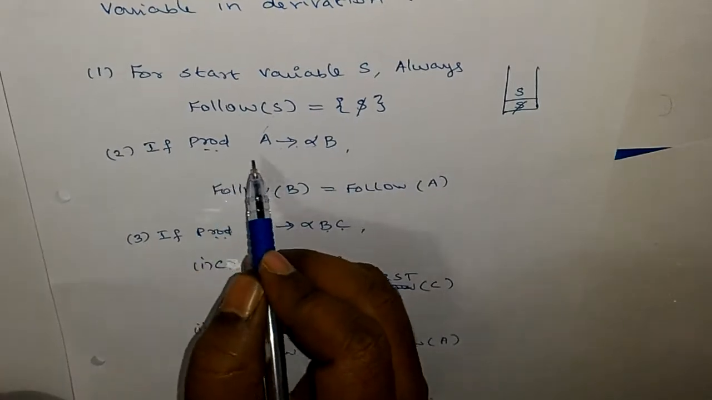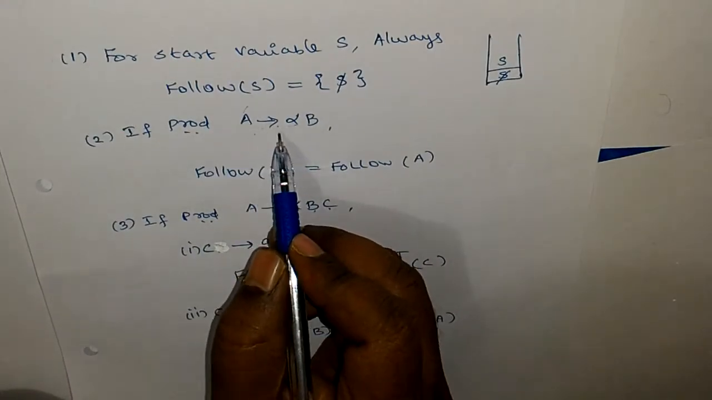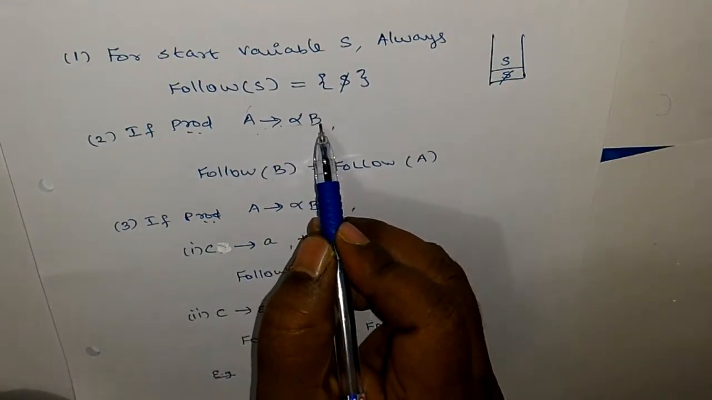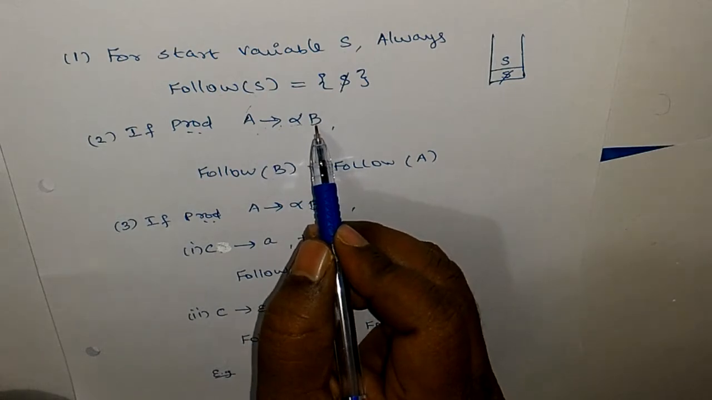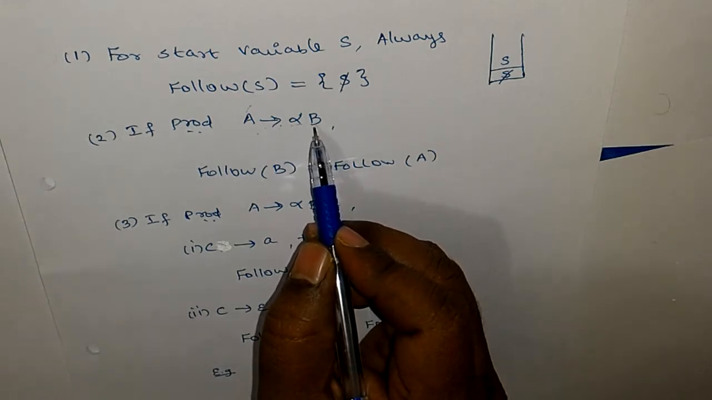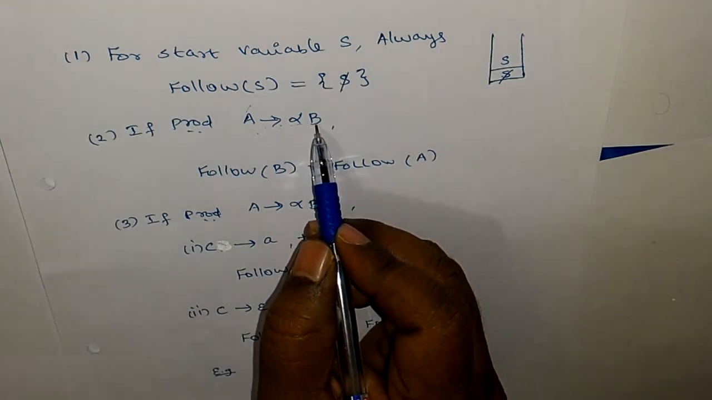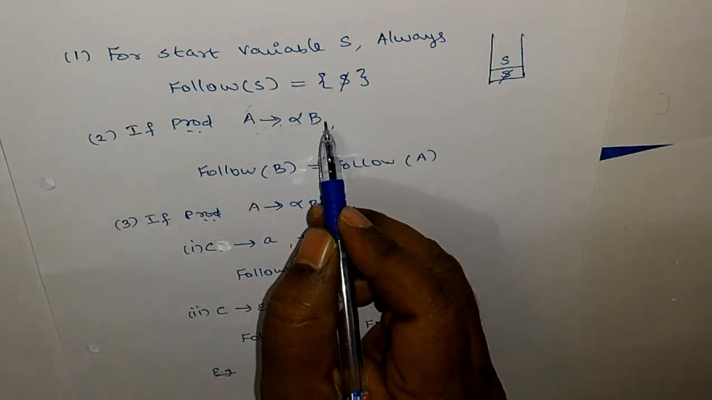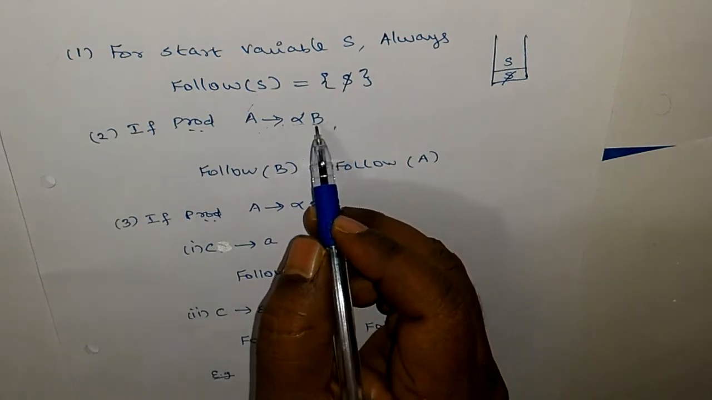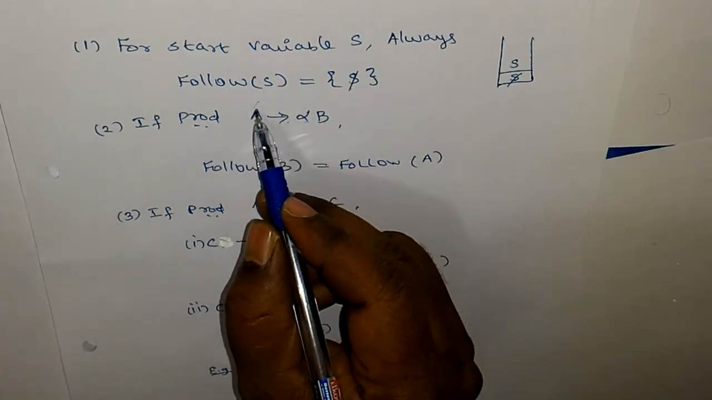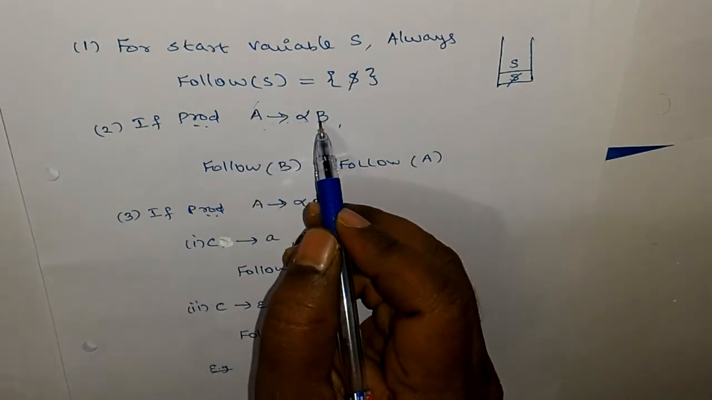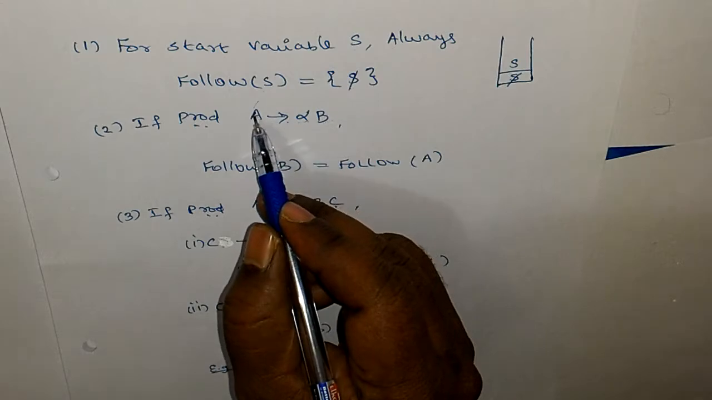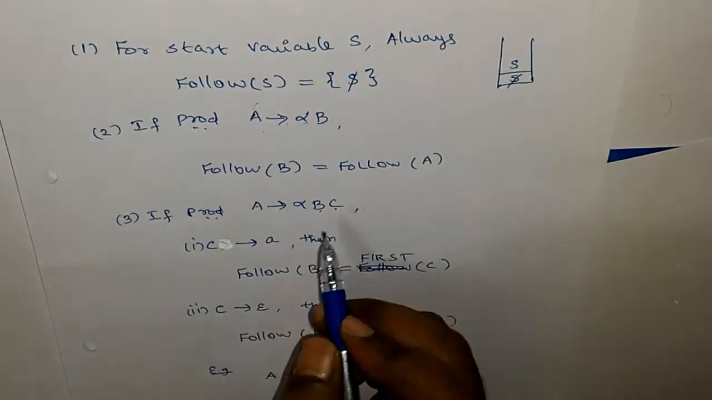Then if production A derives alpha B, so B is the variable we are going to find the follow of B. For B follows nothing, so nothing is there, so B follows its LHS. So follow of B will be the follow of A, so that is given here.